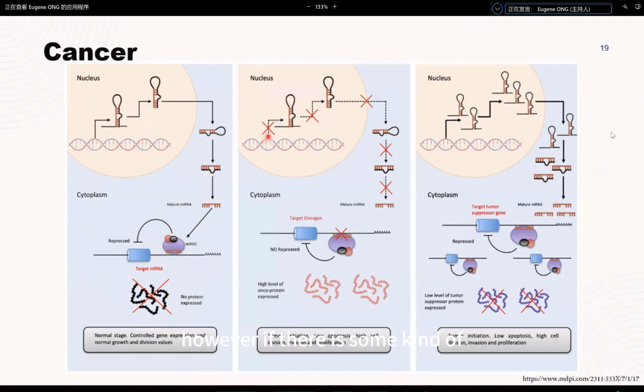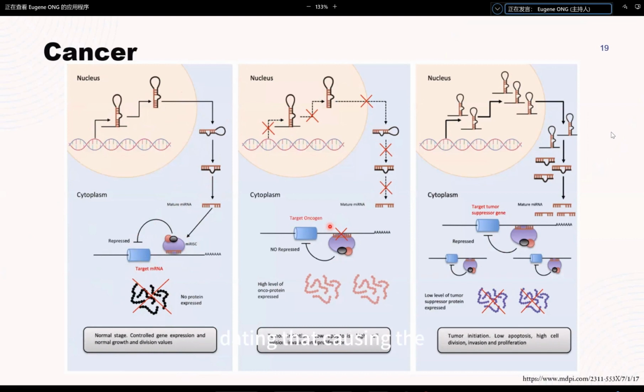However, if there is some kind of mutation or cellular event which prevents the production of microRNA, it means that you no longer have this microRNA present in the cell, therefore certain oncogenes... I hope you know what an oncogene is by this stage of the course. If not, is there anyone that would like to help explain what an oncogene is? You can type in the box or speak up in the microphone.